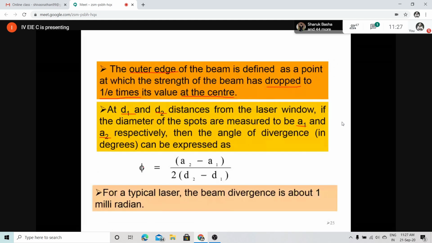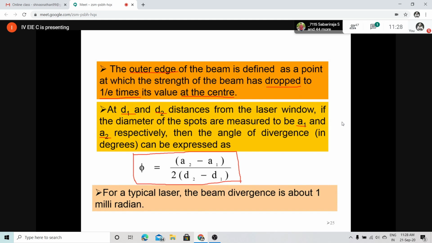So the distance D2 minus D1 is given by 2 times psi divided by A2 minus A1, the diameters. Or we can say simply that psi, the beam divergence, is equal to the difference of diameters, A2 minus A1, divided by 2 times of what? D2 minus D1. D2 and D1 are certain distances from the laser window.